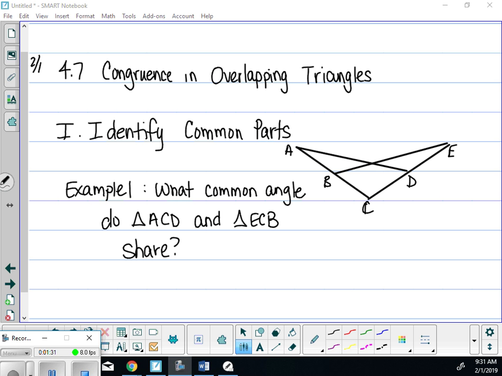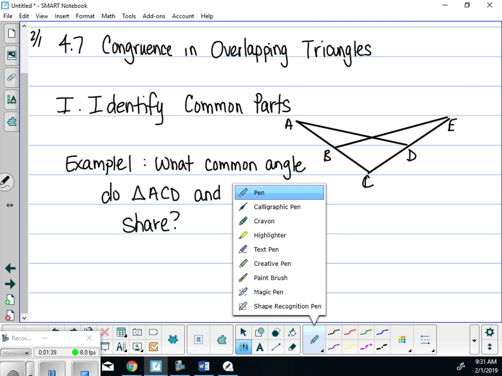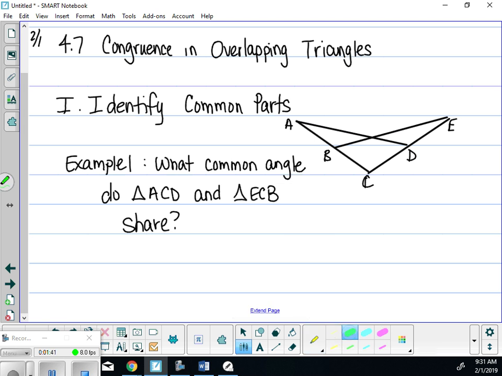So, one thing that may help you is to highlight the different triangles. Okay, I do have colored pencils that you can kind of trace out the two triangles. Okay, so you can kind of see where they are.